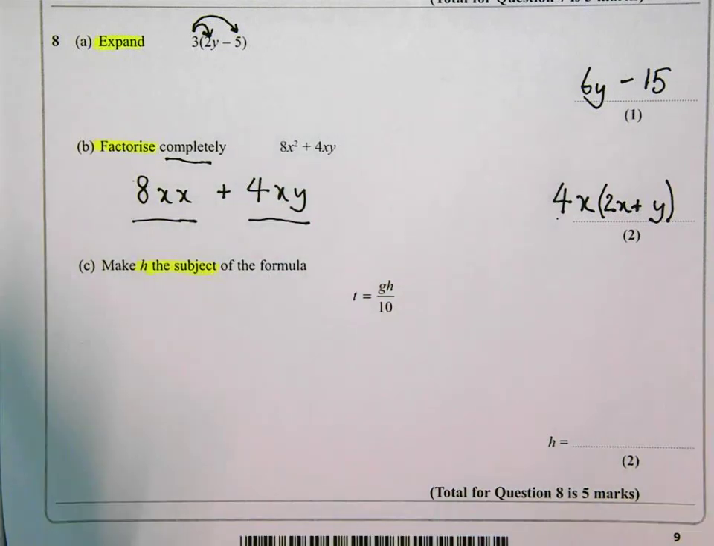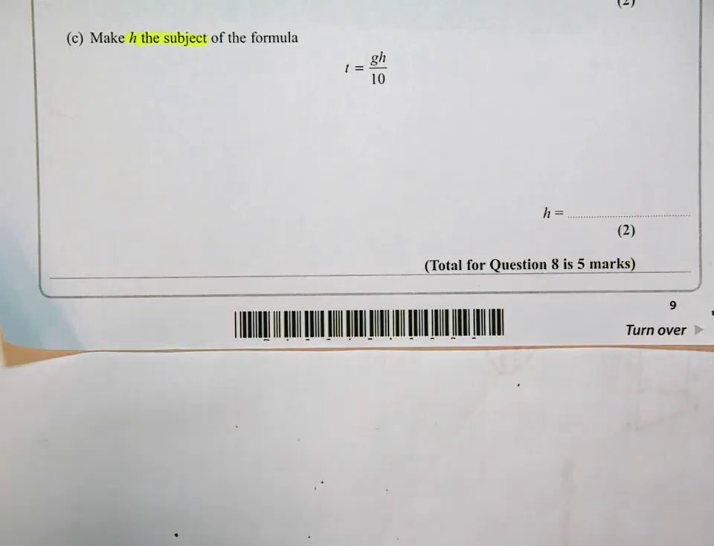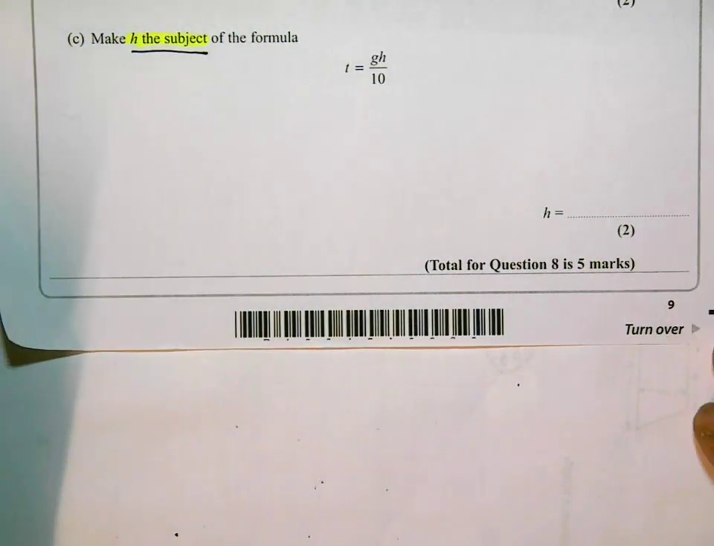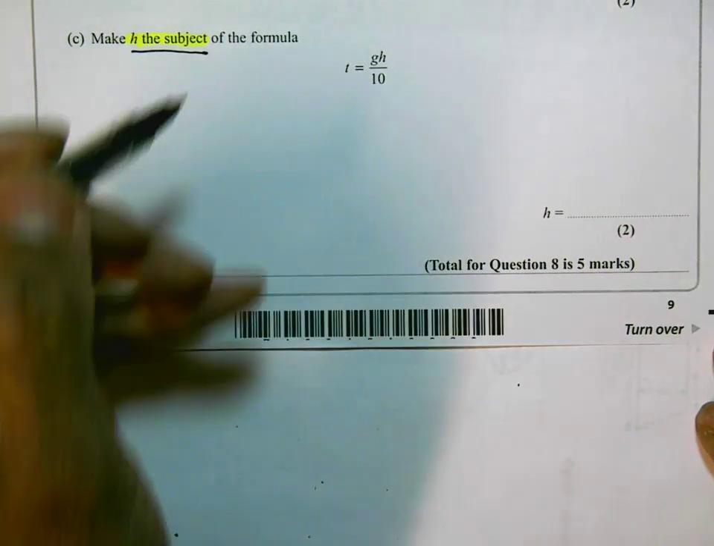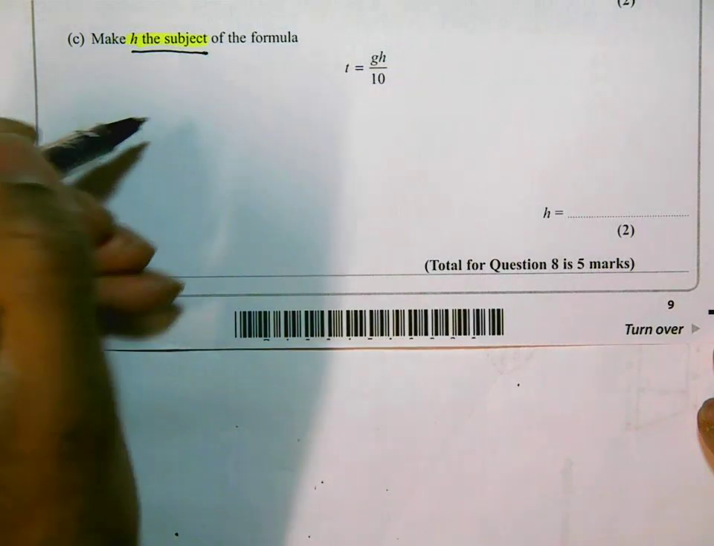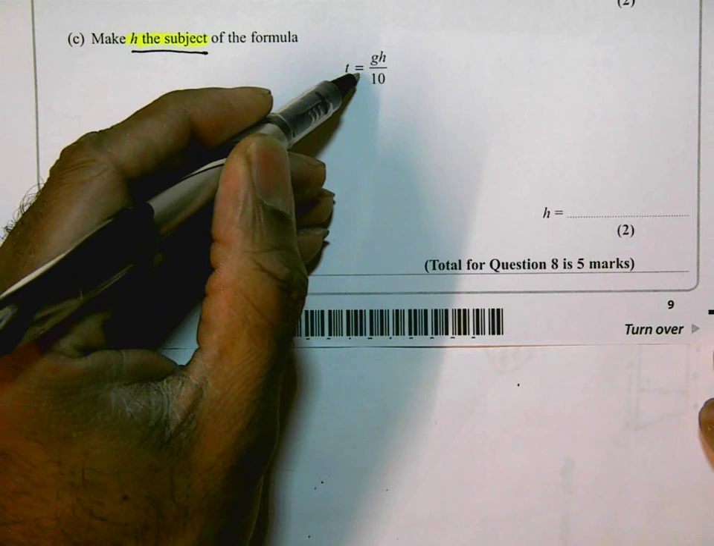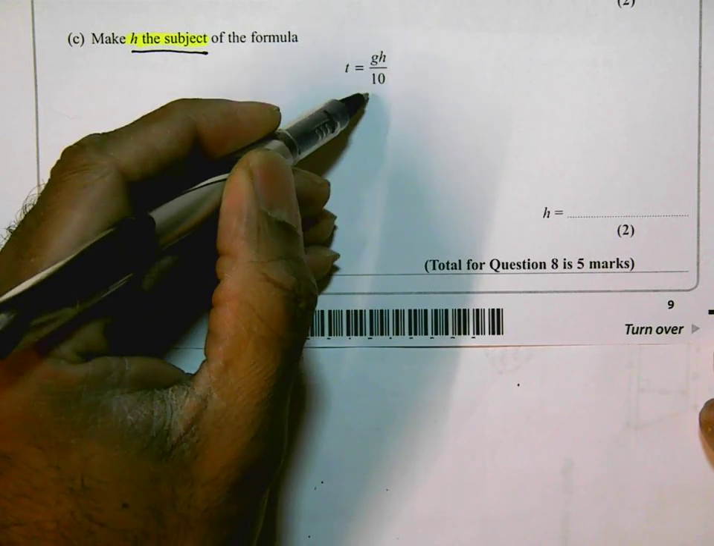Now, this question was also on the foundation paper, as I said. Those first two parts, you have to get them right. That's 3 marks altogether. Let's look at part C. In part C, they say make h the subject of the formula. So, in order to do that, I need to break this question down. I need to think about what this says. This says t is equal to g times h divided by 10.